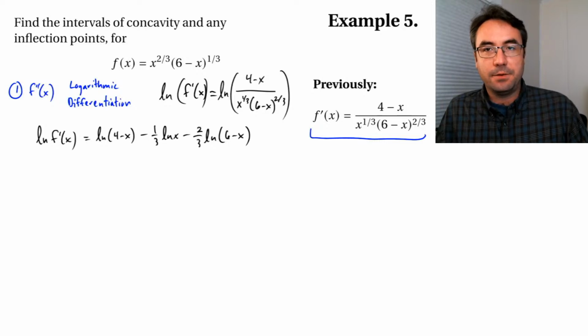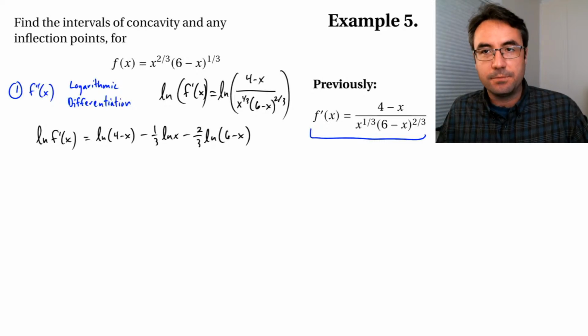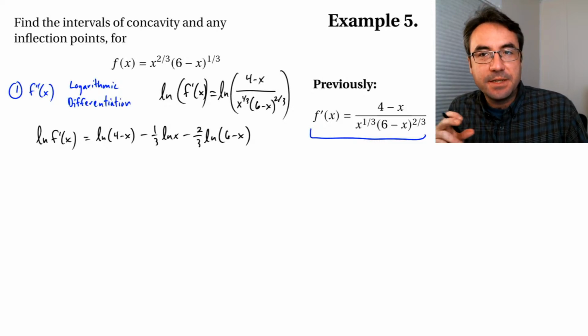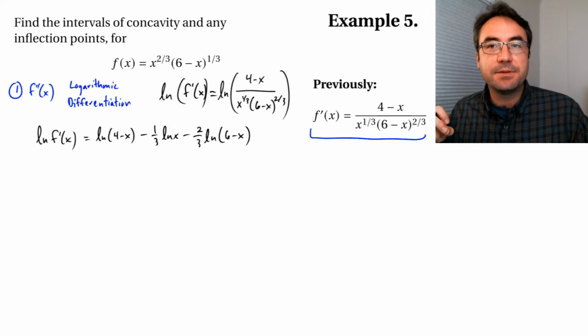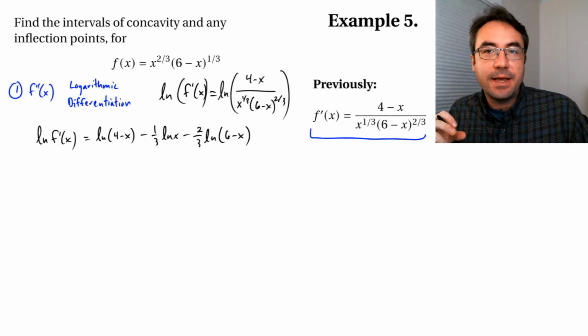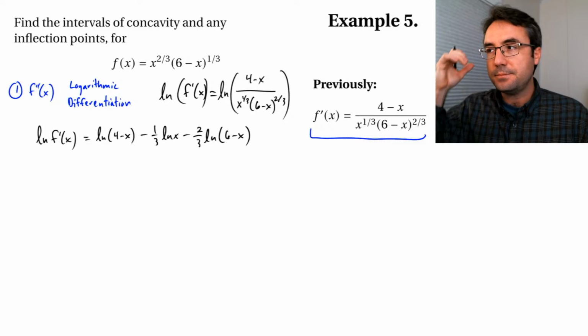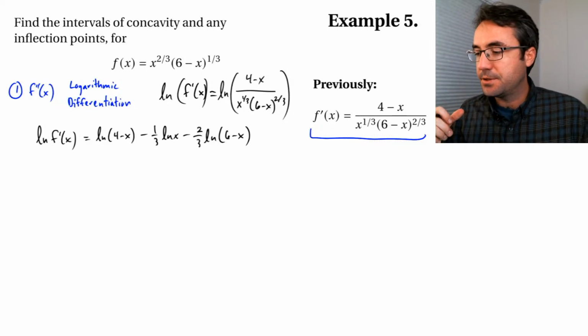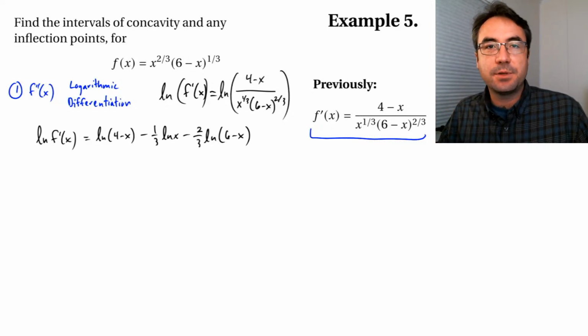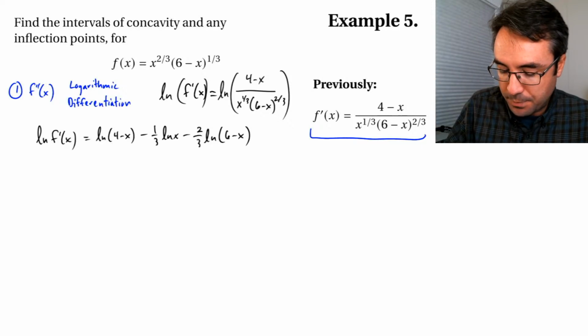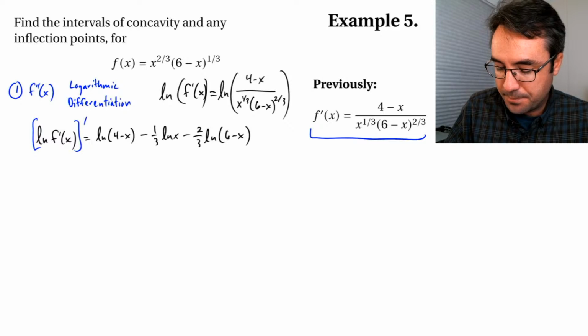So I'm doing all of the log rules there in one step. Anything that's in the denominator has a minus in front, and then anything that has an exponent on it, the exponent's in front of the log. So there's our simplified log version. Now we do the derivative. So now we go through and we apply the derivative to each term.